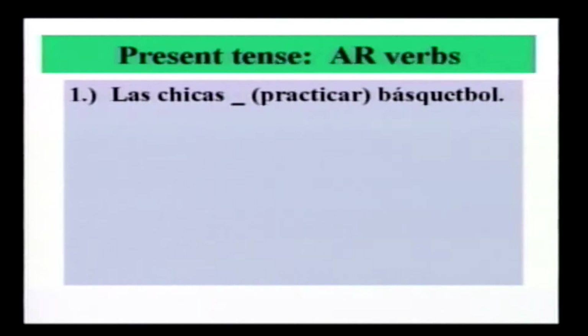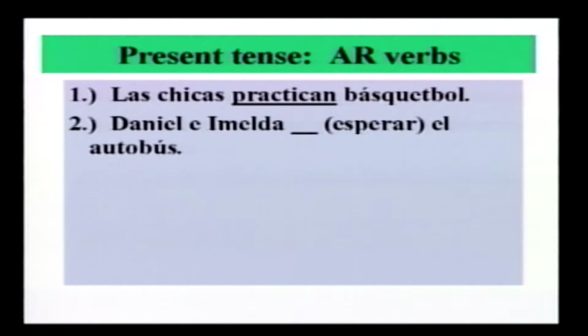Let's take a look at some examples of present tense AR verbs. Las chicas blank basketball. Now what would you put here? What's the clues? Chicas, that's plural. Are you included? Probably not, because it doesn't say you and the girls. So it would be third person plural. Practican basketball. The girls practice basketball.